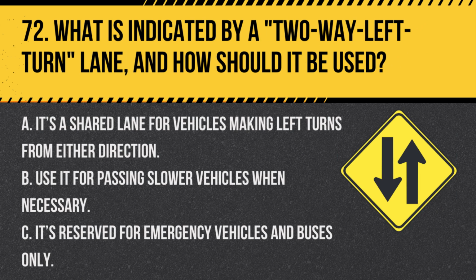Question 72. What is indicated by a two-way left turn lane, and how should it be used? A. It's a shared lane for vehicles making left turns from either direction. B. Use it for passing slower vehicles when necessary. C. It's reserved for emergency vehicles and buses only.